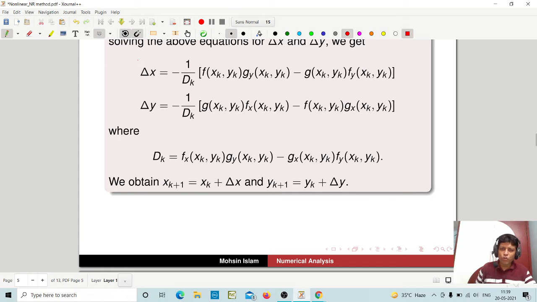So once you obtain delta x, you can calculate xk plus 1, right?